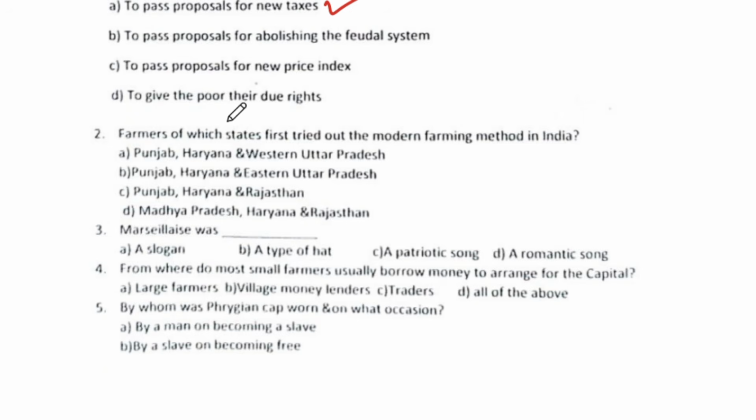Next, farmers of which states first tried out modern farming methods in India? Punjab, Haryana and Western Uttar Pradesh, or Punjab, Haryana and Eastern Uttar Pradesh, or Punjab, Haryana and Rajasthan, or Madhya Pradesh, Haryana and Rajasthan. Rajasthan is not in the correct option. So the answer is Punjab, Haryana and Western Uttar Pradesh.